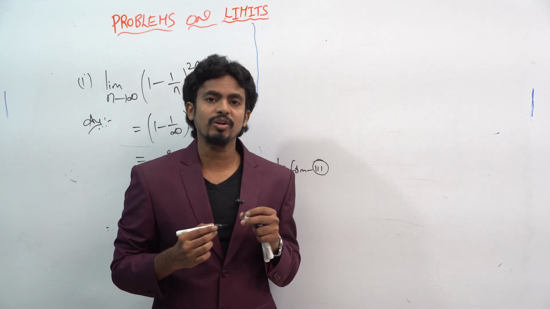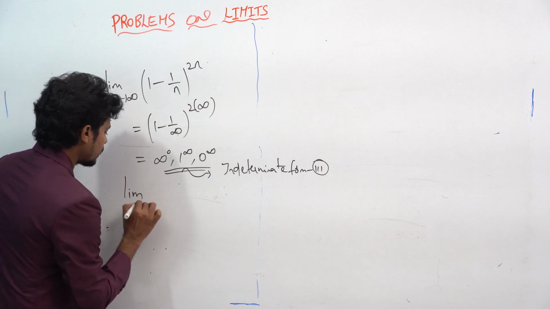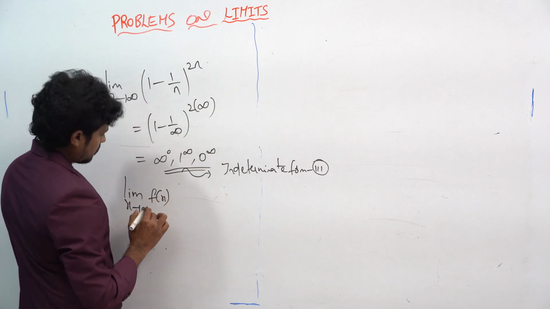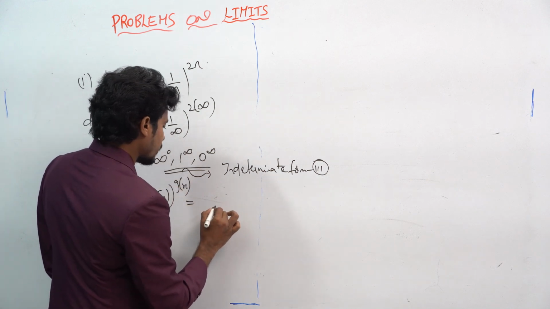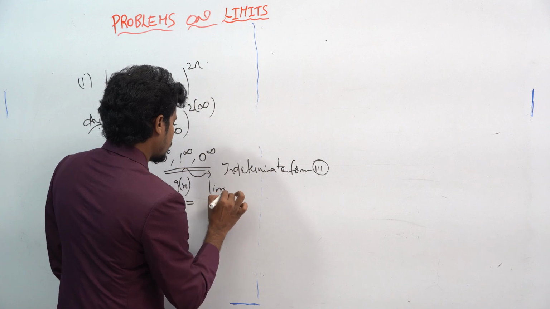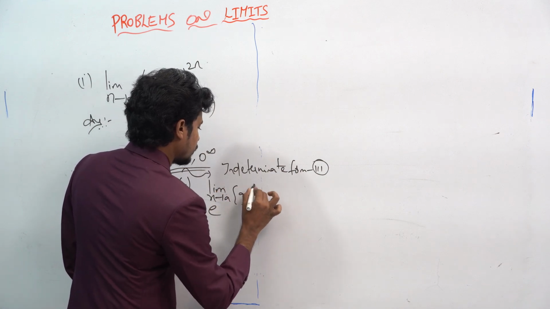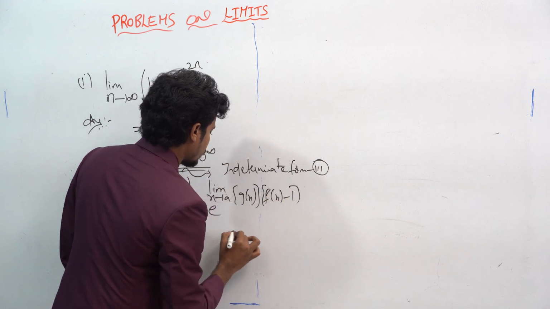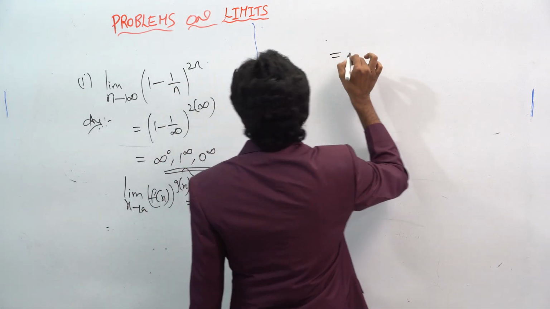What will be the formula for the indeterminate form 3? That will be the limit x tends to a of f of x whole power g of x. This will become e power limit x tends to a of g of x into (f of x minus 1). This was the formula. Now substitute this formula here.